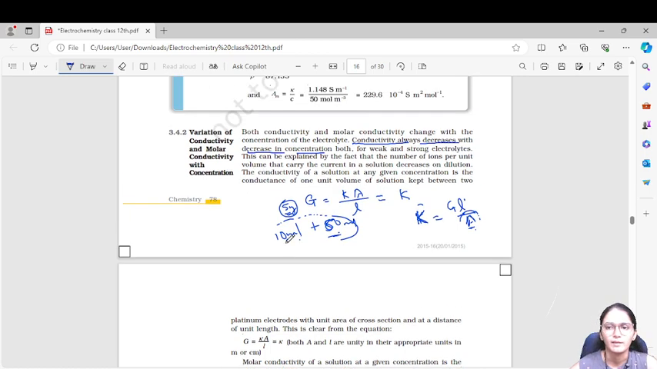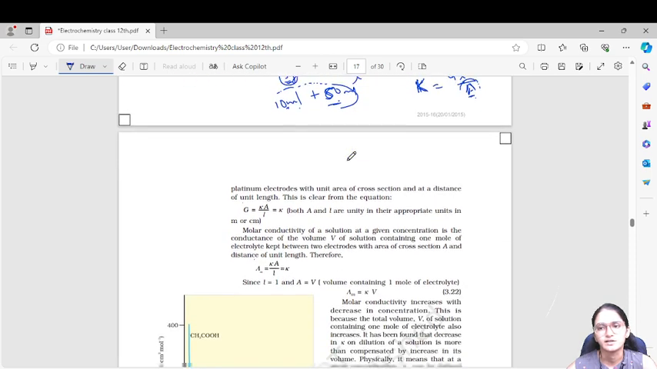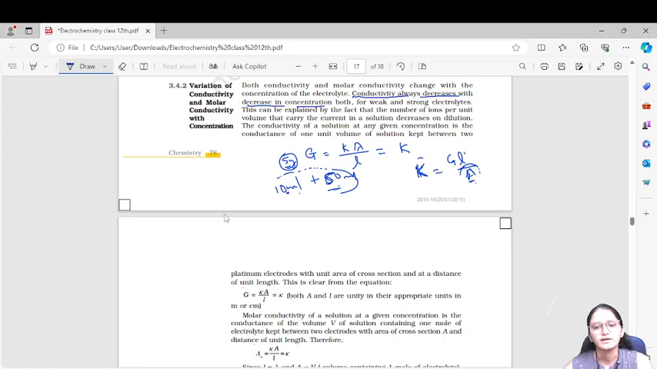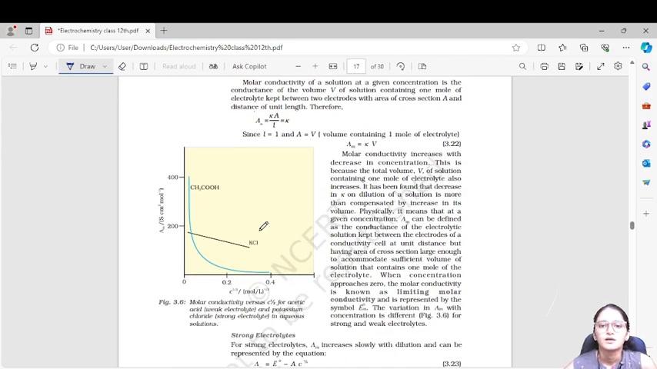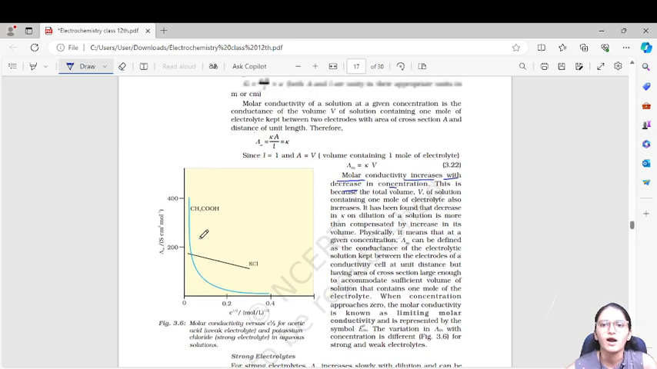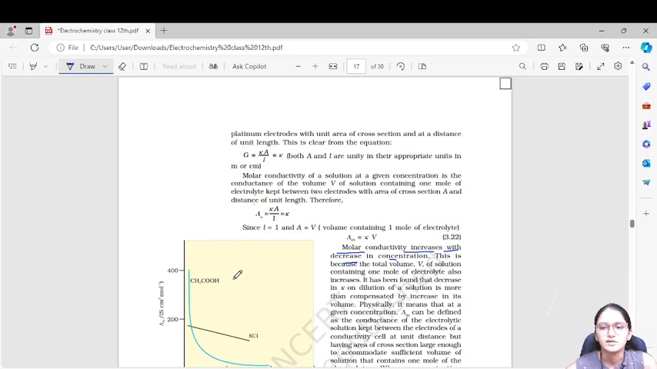So we can apply this concept here, that conductivity decreases with decrease in concentration. As dilution increases, area also increases, so that's why conductivity decreases. Now next, molar conductivity. Molar conductivity, on the other hand, increases with decrease in concentration, okay. Molar conductivity increases with decrease in concentration. Now how molar conductivity increases, that we will see.